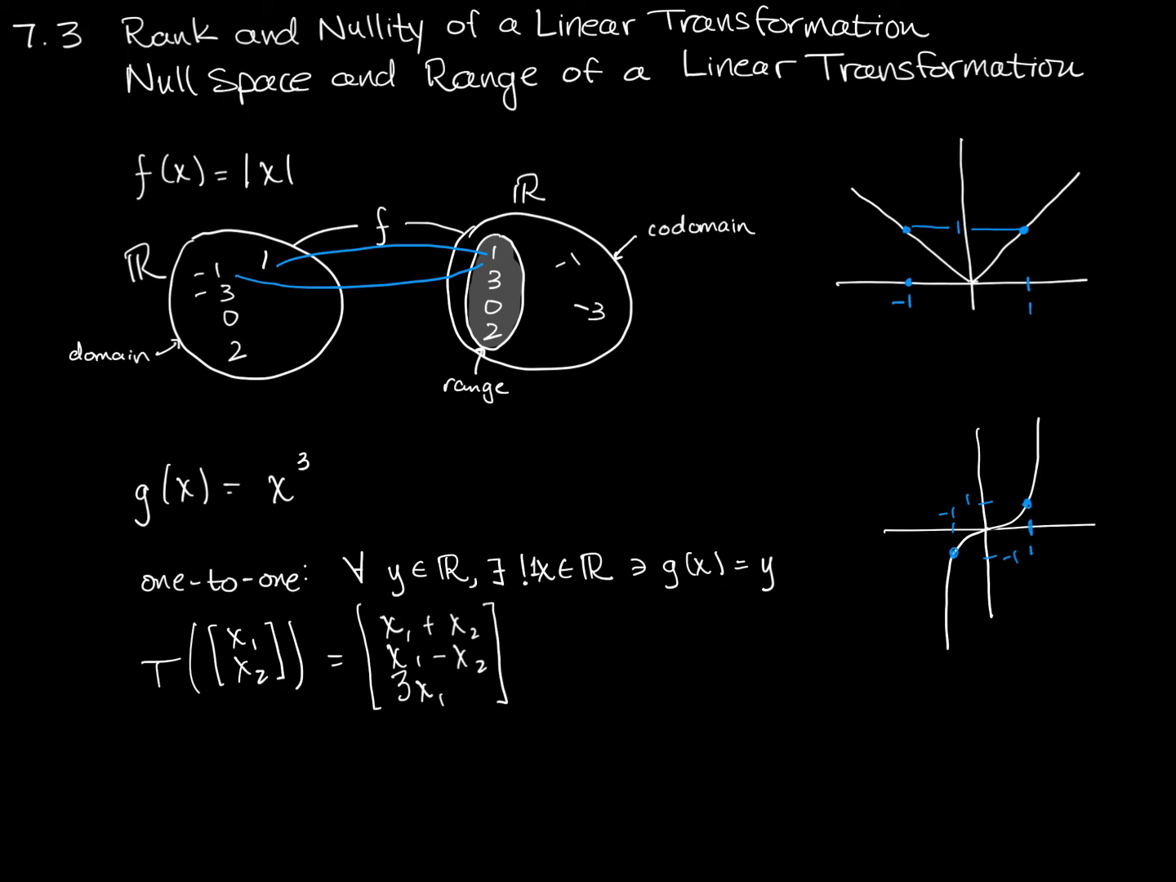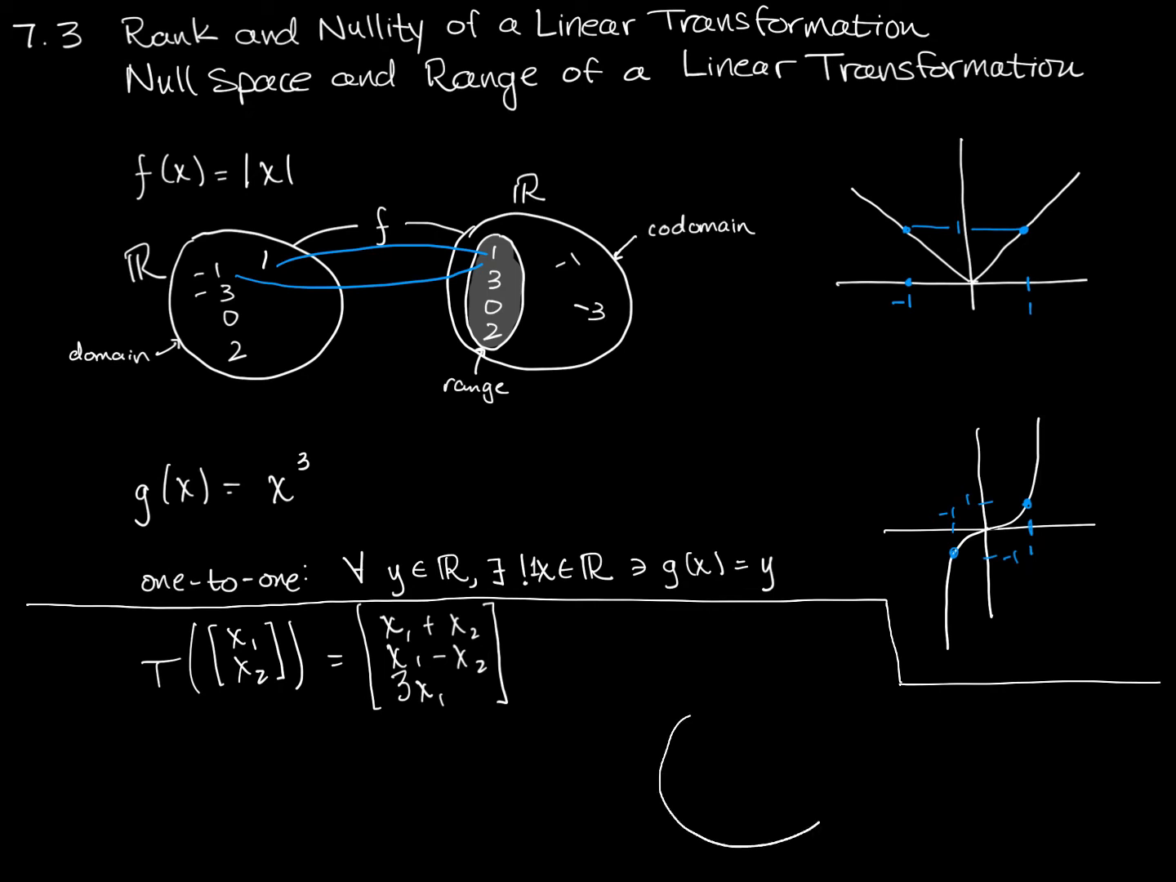Now, here's the really good news. I'm going to draw a line here because above this line I'm talking about functions and below it I'm talking about transformations. Let's draw the set of all of R2, that's my domain, and the set of all of R3, that's my codomain. My range may be something different. And here's my transformation. So I'm going from R2 to R3.